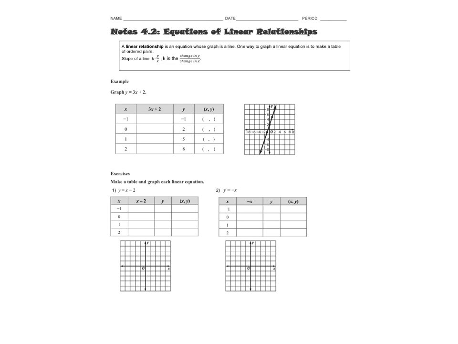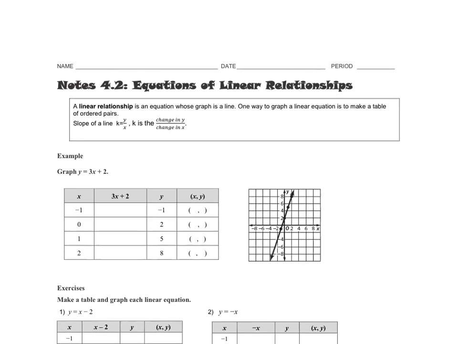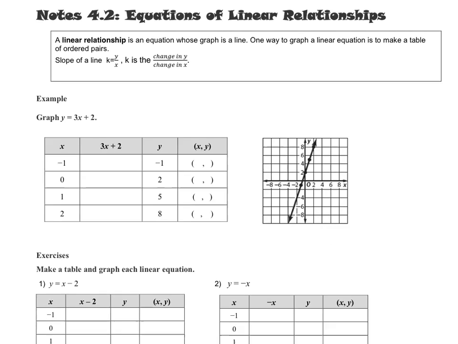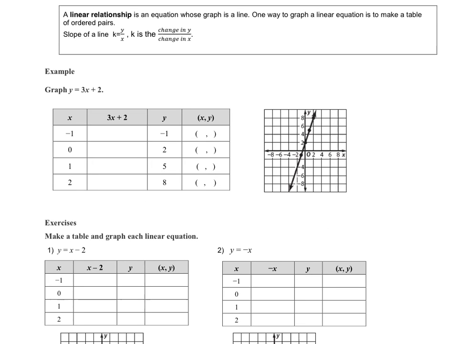Okay. So looking at number 1. A linear relationship is an equation whose graph is a line. So linear means a straight line. One way to graph a linear equation is to make a table of ordered pairs. So, for example, I gave you a lot of information here, and we're going to show you how to do it. So they gave us this equation right here, y equals 3x plus 2.